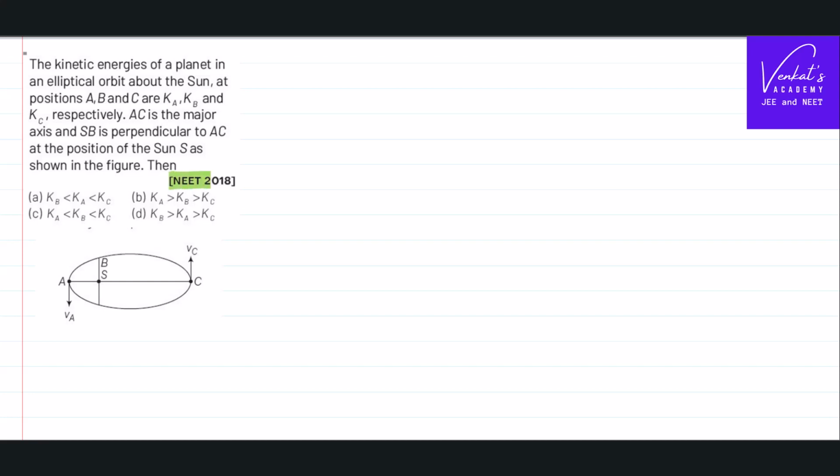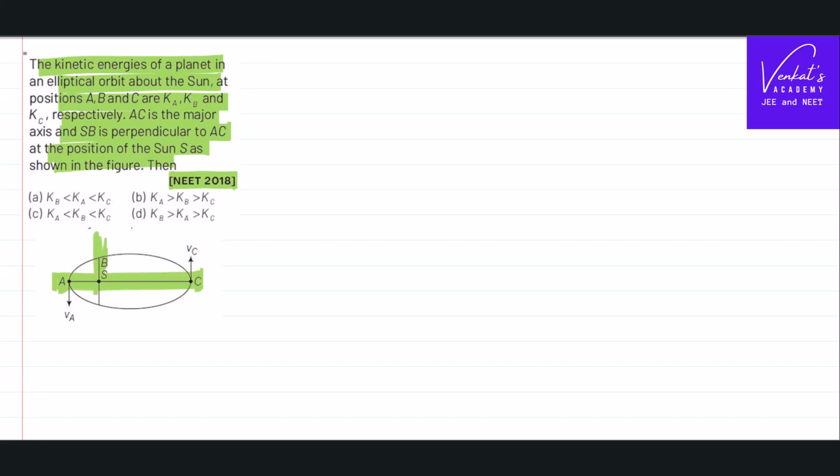This is the NEET 2018 question in gravitation. The question is like this. Kinetic energy of the planets in elliptical orbit at the Sun at positions A, B, C are given. AC is the major axis. SB is the line perpendicular to AC as shown. So this is AC. This is SB that he is talking about.